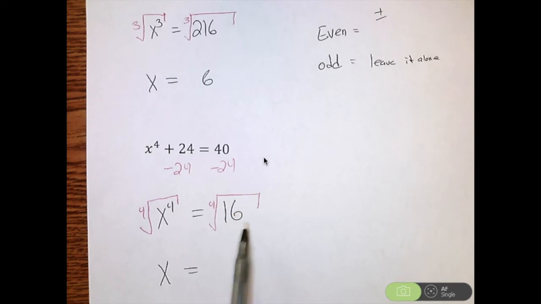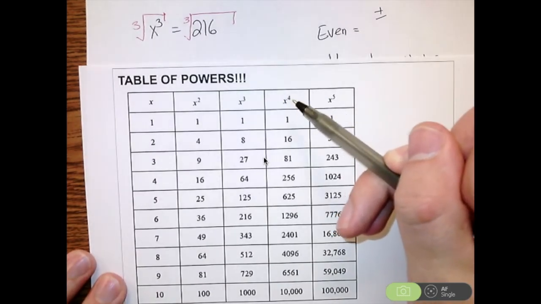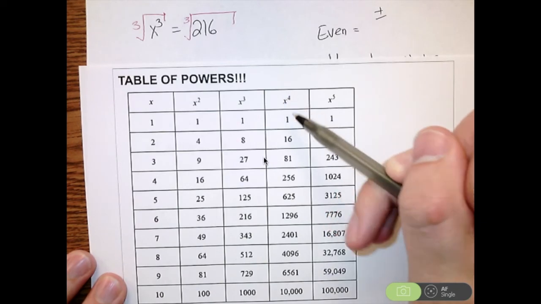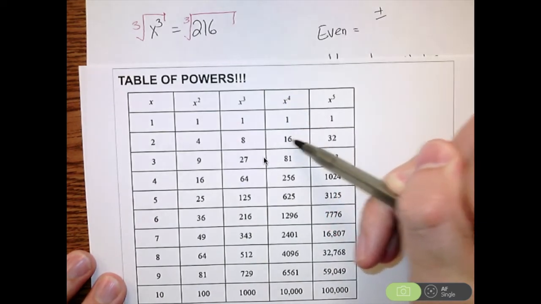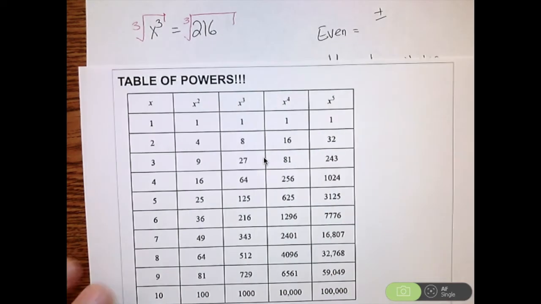So this is another case of using that table of powers. So we're asking, what to the 4th power is 16? Well, I go to my x to the 4th column, so I need to ask, what to the 4th power gets me 16? So here's 16. Go all the way over, it's 2. 2 to the 4th power is 16.